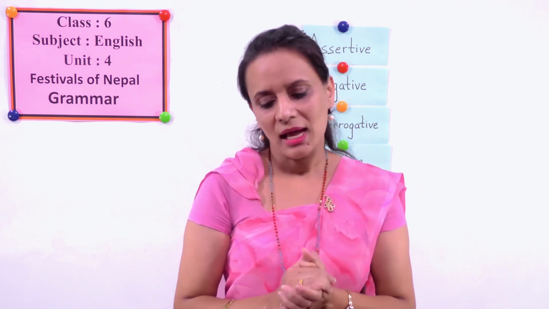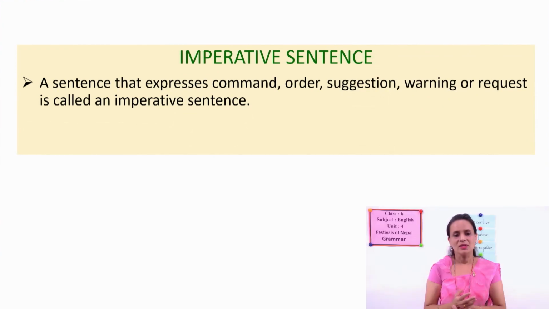Just like, see here, a sentence that expresses command, order, you order someone, you express command, and you suggest to someone, you warn others, a request. A sentence that expresses command, order, suggestion, warning, or request is called an imperative sentence. I told you just before, where you command others, you order others, you give suggestions also, you warn others also.